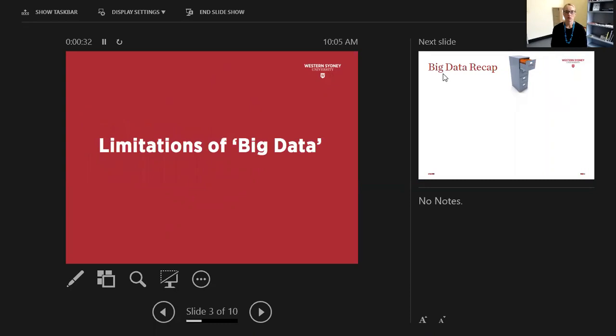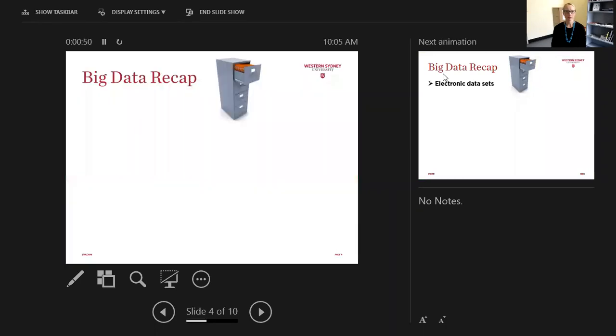So this week the folders in your online learning materials have canvassed a few different aspects of big data and how this can really guide interventions within contemporary public health issues. And we're just going to recap a little bit on big data and then go into some of the limitations that it has.